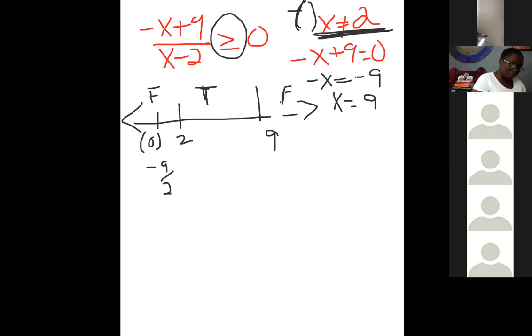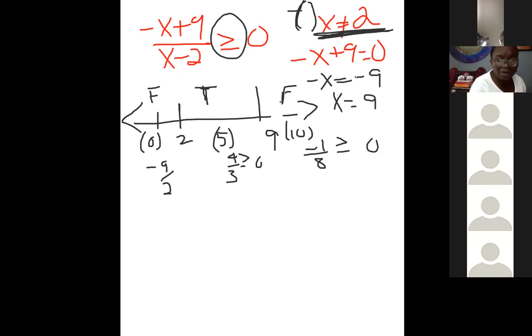Okay, but if you're not sure, test it out with something else, like 5 or something. Okay, if I plug in 5 into the original problem, -5 plus 9 is 4. 5 minus 2 is 3. So the question is, is 4/3 greater than or equal to 0? Absolutely. And you could also do a value over here. -10 plus 9 is -1. -10 minus 2 gives you -12. Is -1 over -12 greater than or equal to 0? That's absolutely false. All right, guys.